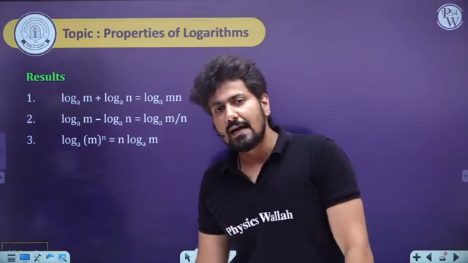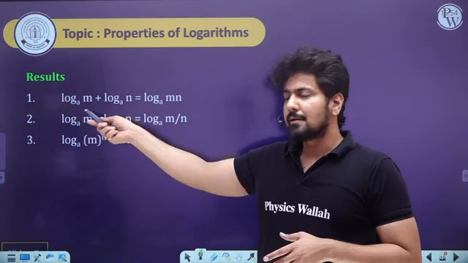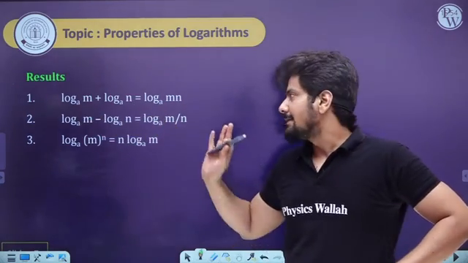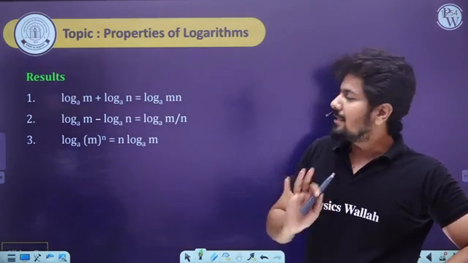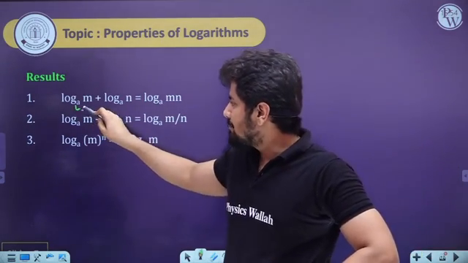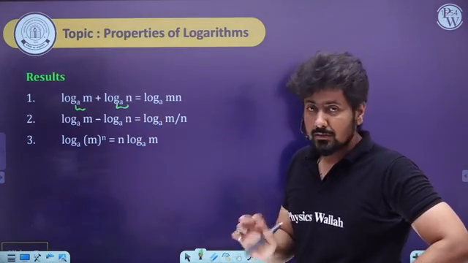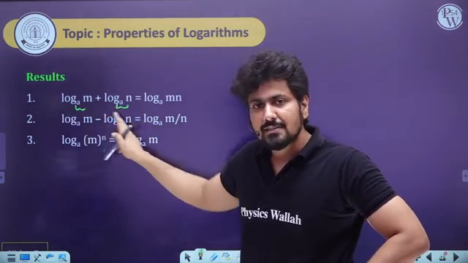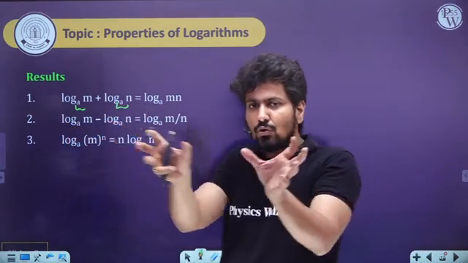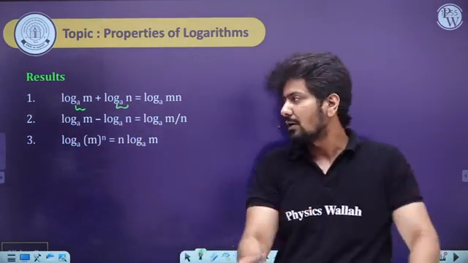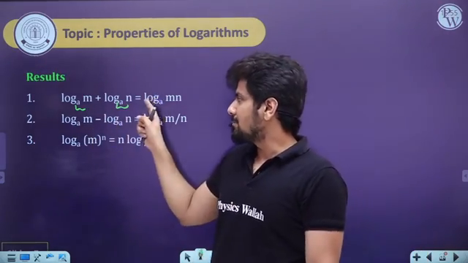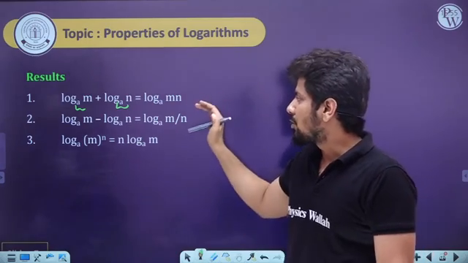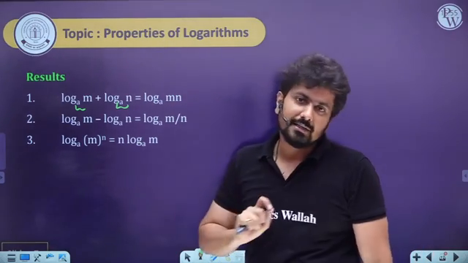So the first rule says that if we add two logs, like log of m to the base a plus log of n to the base a, that will be equal to log of mn to the base a. Okay. So basically it happens only when the base is the same. The base has to be the same. So we can add two logs, we can apply this property if the base is the same. So log of m to the base a plus log of n to the base a is equal to log of m into n to the base a.